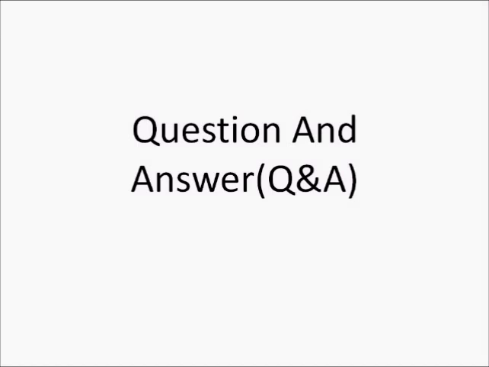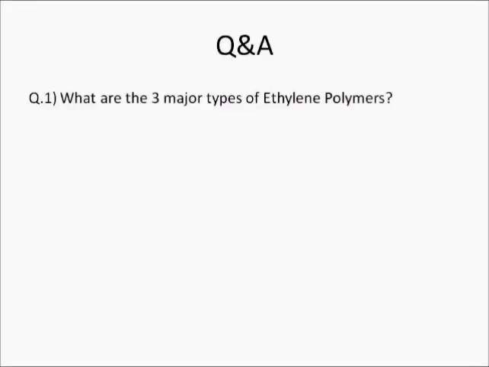Let's have a quick revision of what we have learned till now through a question and answer session. Let's see if you can answer these questions. So, the first question is, what are the three major types of ethylene polymers? And the answer to it is LDPE, HDPE, and LLDPE.